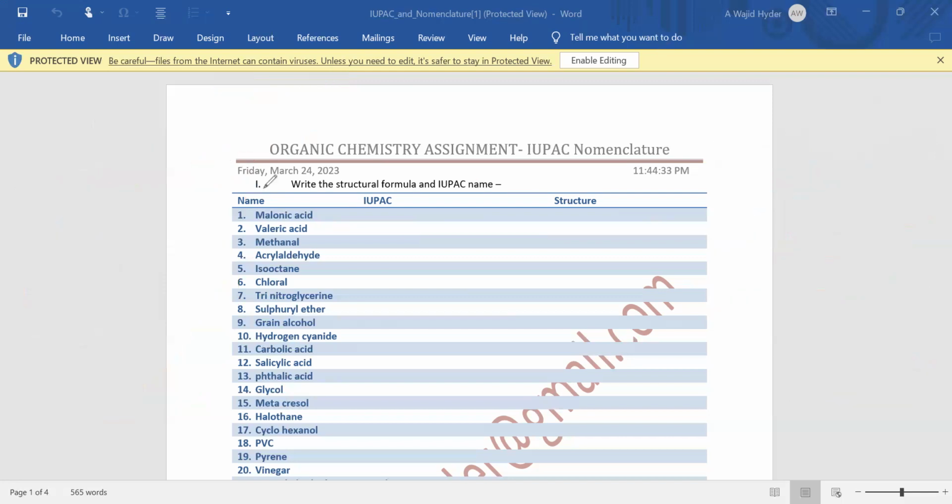Now, this first part will be a little difficult for you to manage. In the second part, if you work hard, you can get the answer. But in the first part, most of them are difficult.